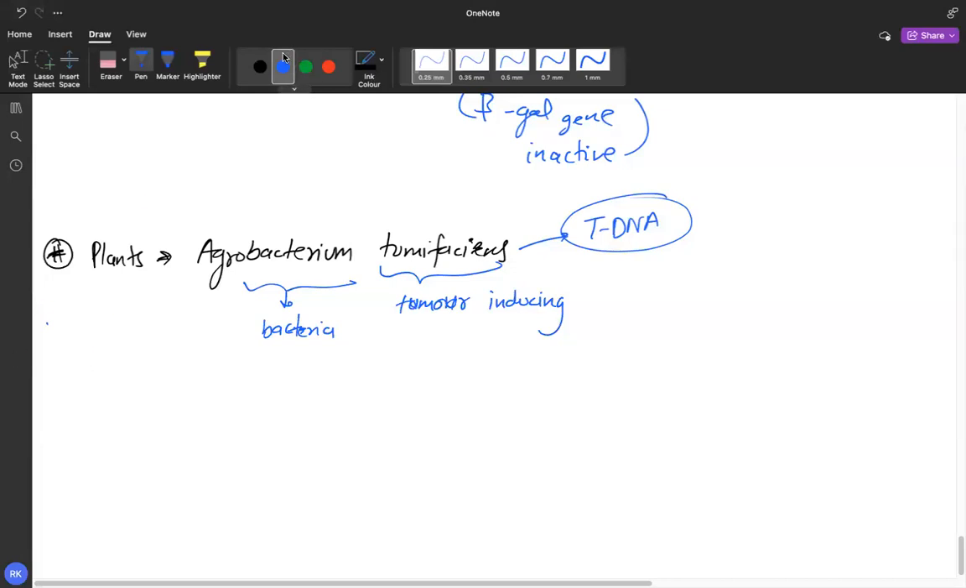Similarly, if you want to do it in animals, tell me something that works in animals. We all know.